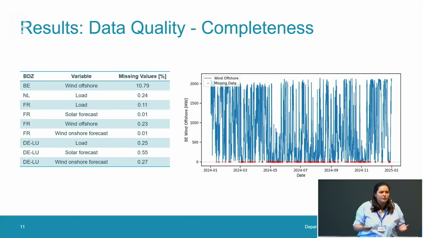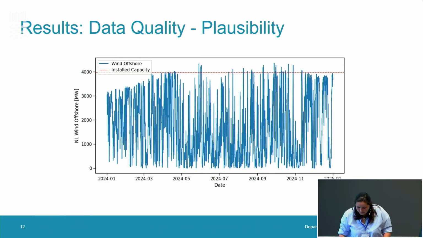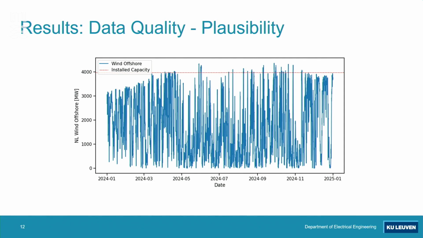For some applications it can be problematic, for others you can, I guess, interpolate or something like this, and it's not so damaging, I would say. Then for the plausibility, for these 4 bidding zones, the only thing that we found was in the case of the Netherlands, the wind offshore. You see that around 1.2% of the values were above the installed capacity. So here we don't know which value is wrong, if it's the time series or the value of the installed capacity. Of course, you can easily find the actual value of the installed capacity, but the point here is just to show that indeed they are not matching.